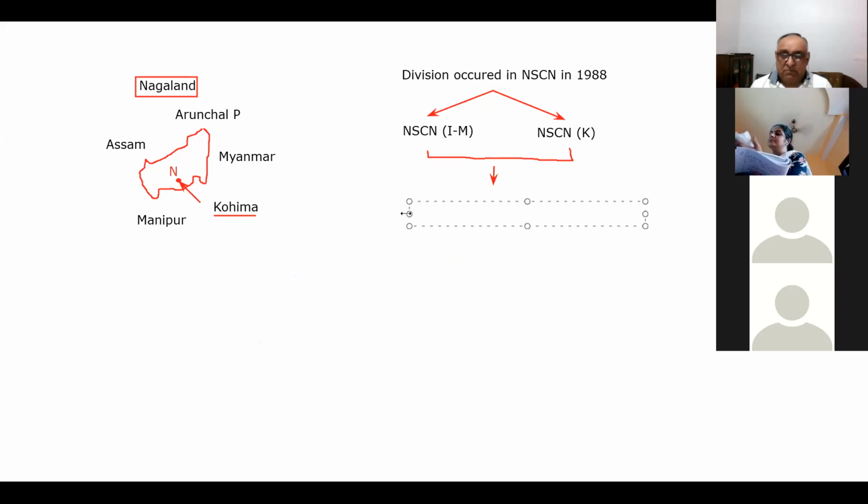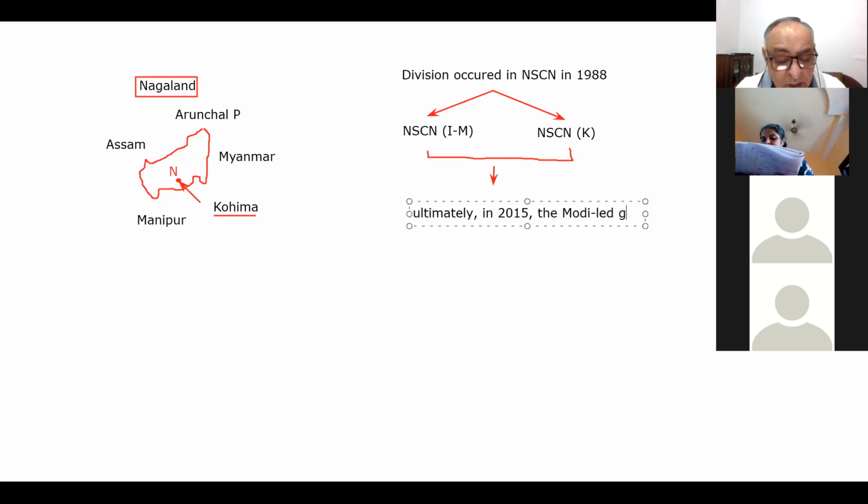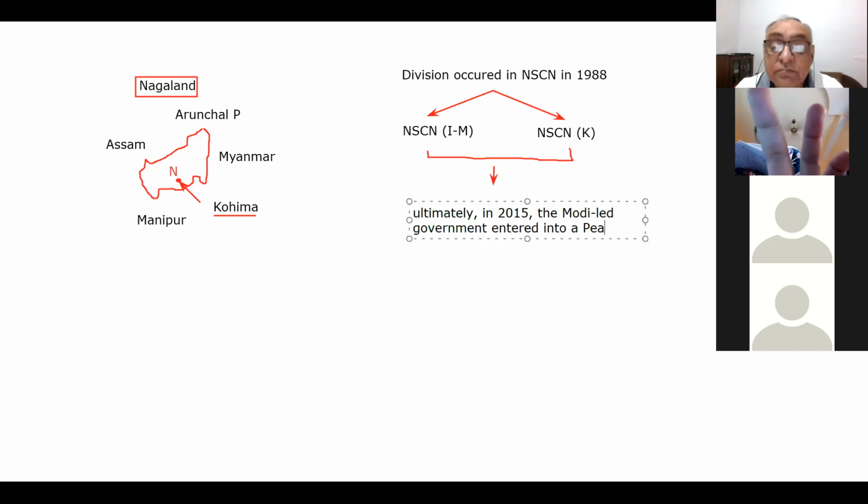So ultimately, the Prime Minister Modi government in 2015, I think in the month of November, entered into a peace agreement with NSCN (IM). इनके साथ इन्होंने peace agreement कर लिया था 2015 में, right? They entered into this.